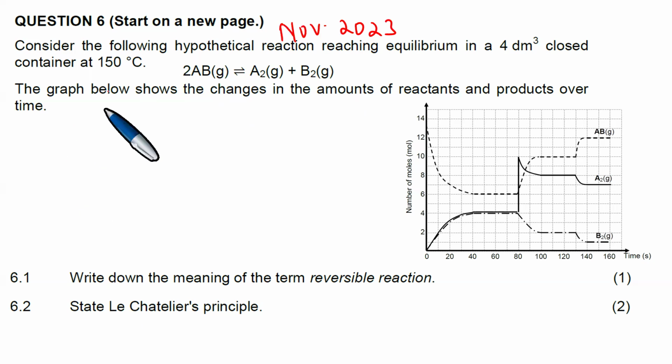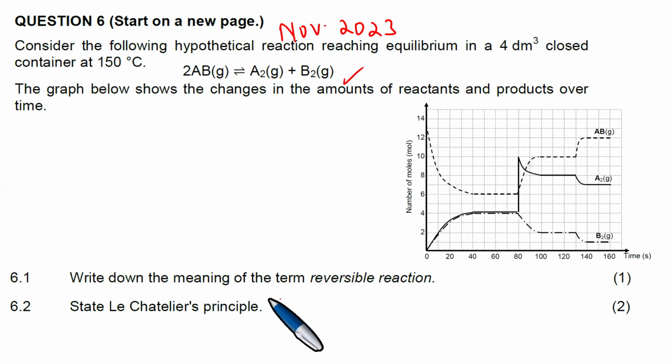The graph below shows the changes in the amount of reactants and products over time. Once the examiner uses the word amount, we're dealing with moles of reactants and products over time. You can see that here the moles decrease, here they increase, and here they are constant, and they fluctuate. Good. Let's answer the questions that they brought for the November 2023 students.